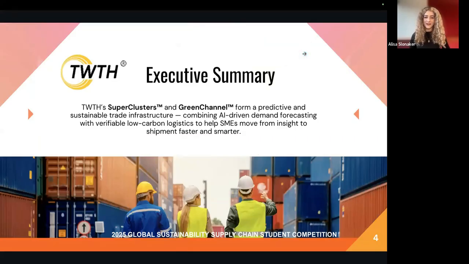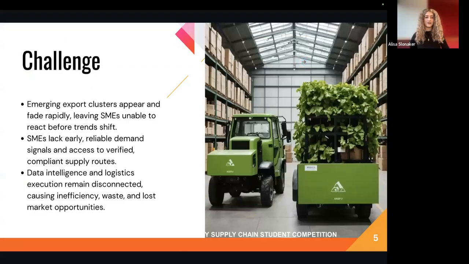TWTH's superclusters and Green Channel form a predictive and sustainable trade infrastructure, combining AI-driven demand forecasting with verifiable low-carbon logistics to help SMEs move from insight to shipment faster and smarter. Emerging export clusters appear rapidly, while data intelligence and logistics execution remain disconnected, often leaving SMEs unable to compete with larger enterprises in taking advantage of these clusters.